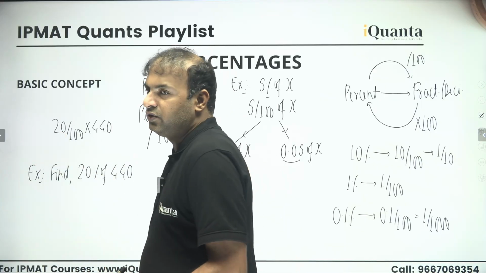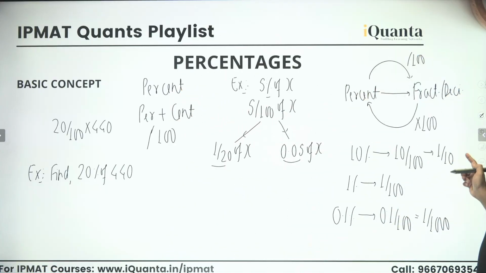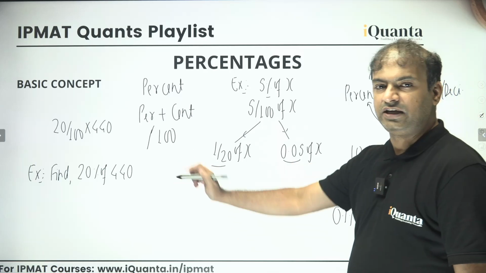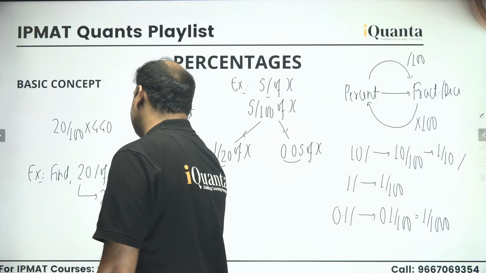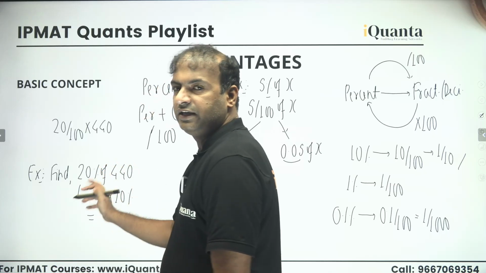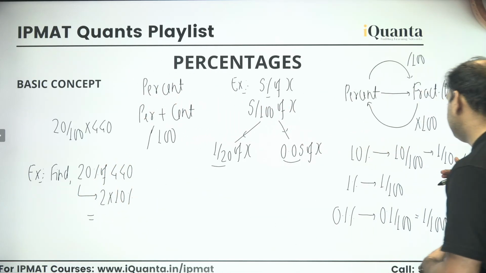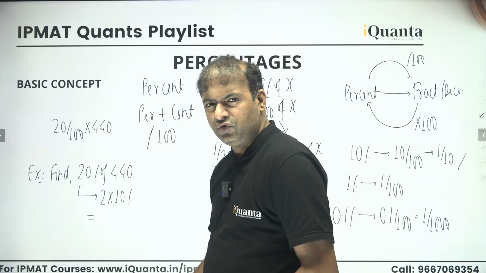Guys, as I just told you, finding the 10% of a number is nothing but dividing the number by 10. So we can use that logic here. How? We can say 20% is nothing but twice the 10 percent. Now, what is 10% of 440? Guys, 10% is nothing but dividing the number by 10. So 10% of 440 means 440 by 10, which will be simply 44.